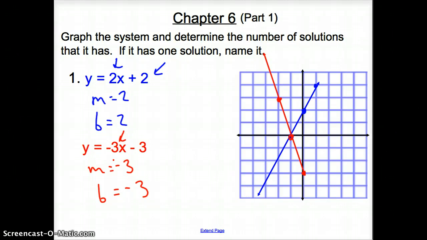Now the lines intersect. Why do the lines intersect? The lines intersect because where they intersect is our solution, right? They intersect at (-1, 0). The x is -1, the y is 0, so our solution is x is -1, y equals 0. Now you can write your solution as an ordered pair just like this, or you can write it x equals -1, y equals 0.